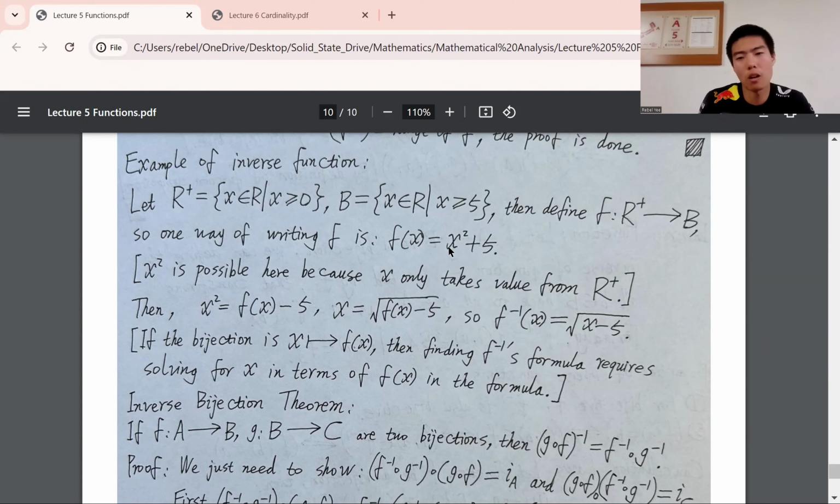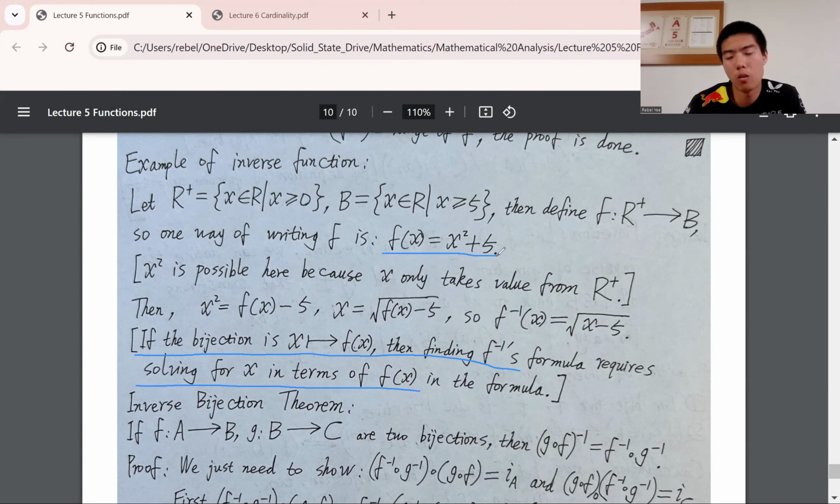So in this case, how can we find the inverse function? The usual strategy we will use here is, if the bijection sends x to f(x), then finding the inverse of f is just like solving for x in terms of f(x). So we get the function like that.